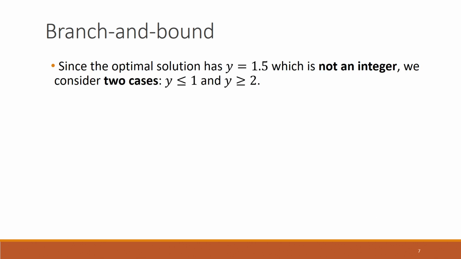Okay. Now, since we got this solution (4, 3/2) as the optimal solution for the linear relaxation, here y equal to 3/2, that is y equal to 1.5, is not an integer. Okay. So, we will be considering two cases here. One is y less than or equal to 1 and the other is y greater than or equal to 2.